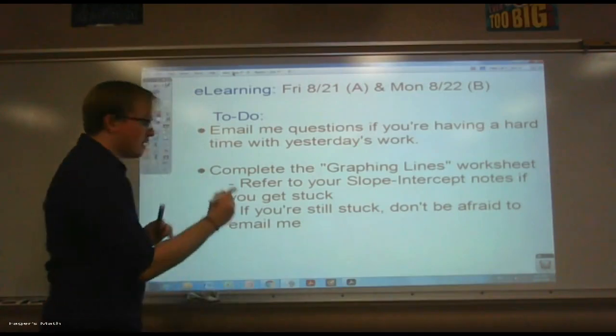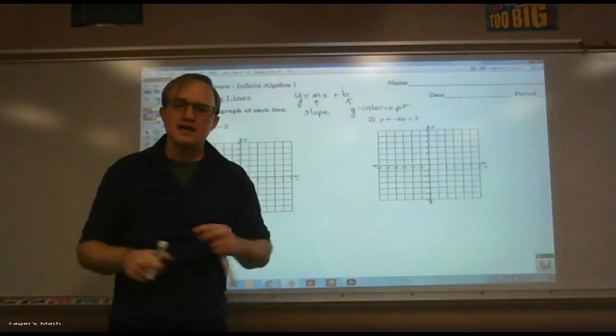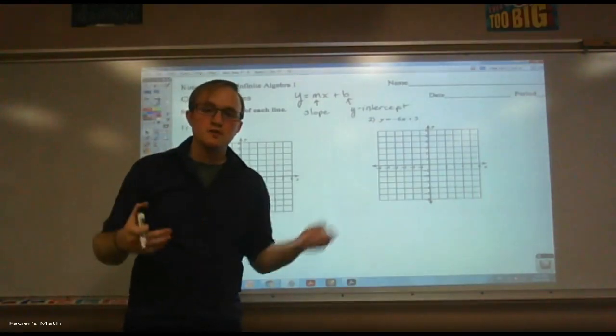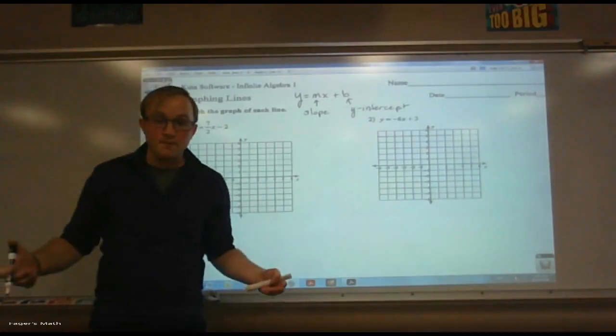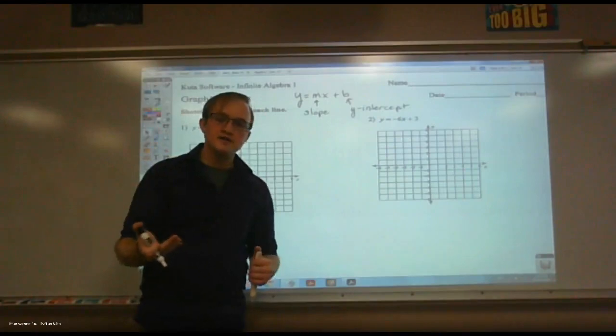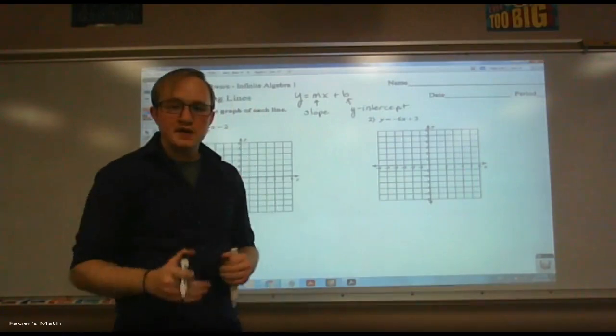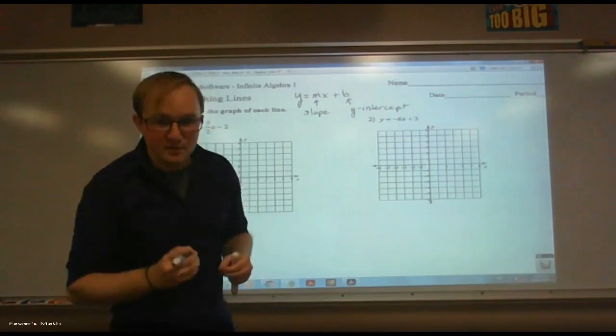All right? Now, when we did the notes the other day, whichever day you had me, I talked about the slope and the y-intercept, right? We did notes over the slope-intercept form. And I talked about the y-intercept as being the starting point. When it comes to graphing these, use that as the starting point.